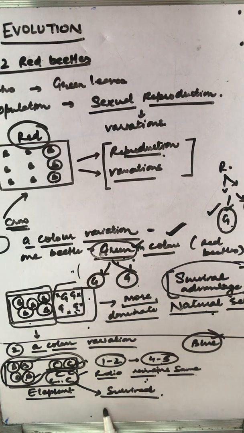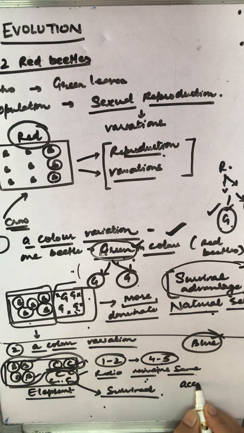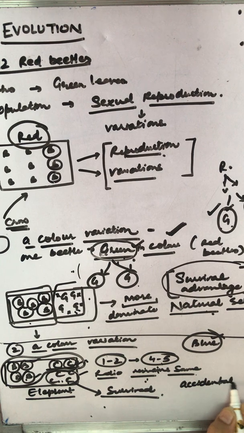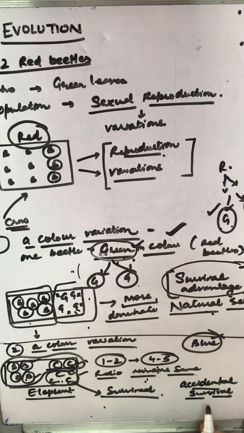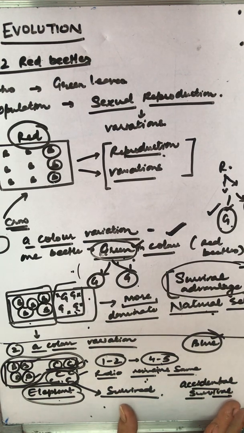selection. Now here in the second situation, the color change gave no survival advantage. Blue was equally picked up by the crow, but it is simply a matter of accidental survival. What is it? It is accidental survival. And this accidental survival is all because of the elephant's foot, when the elephant came and stamped over. And this elephant would not have caused such a major havoc in the beetle population. It would not have been so large.